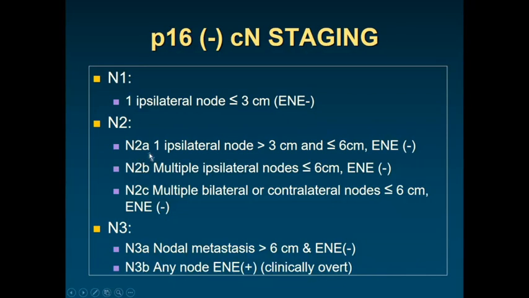N2 disease, you have this all and can read this, but N2A is 1 greater than 3 but less than or equal to 6. These are all extranodal extension negative. 2B is multiple ipsilateral less than 6. 2C multiple bilateral or contralateral less than 6. And then the N3 is either nodal metastasis over 6 centimeters, extranodal extension negative, or any node that's extranodal extension positive is an N3B.